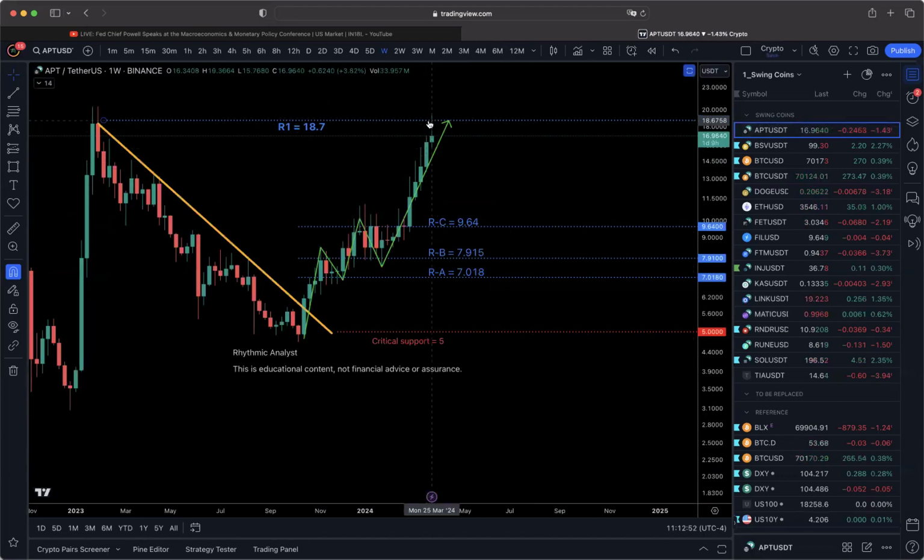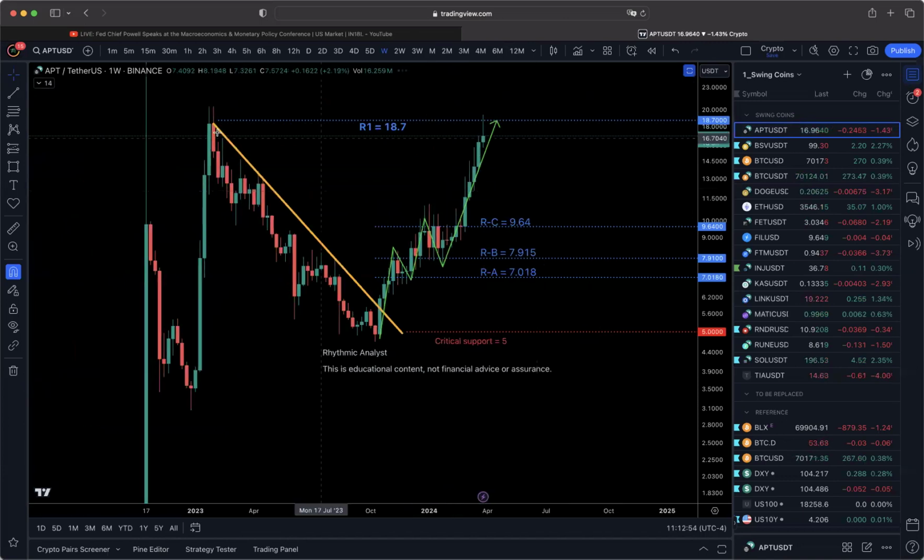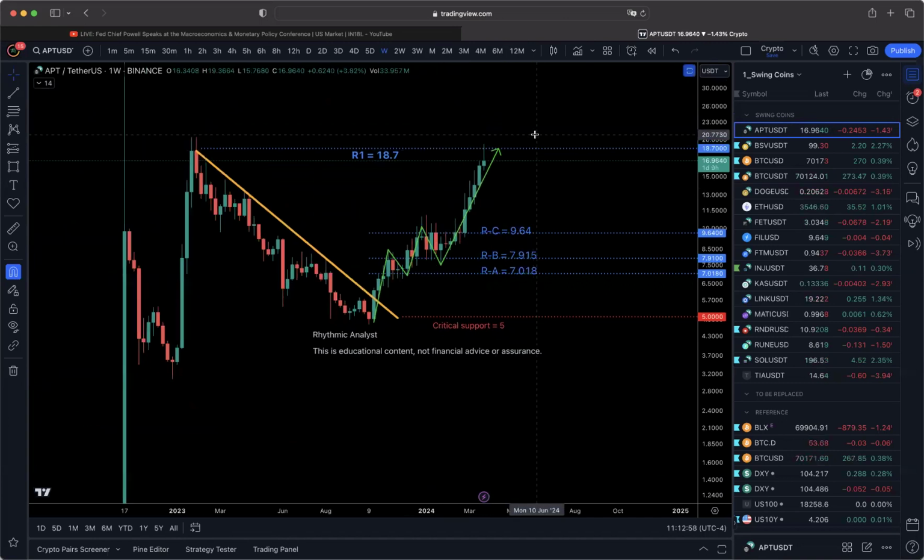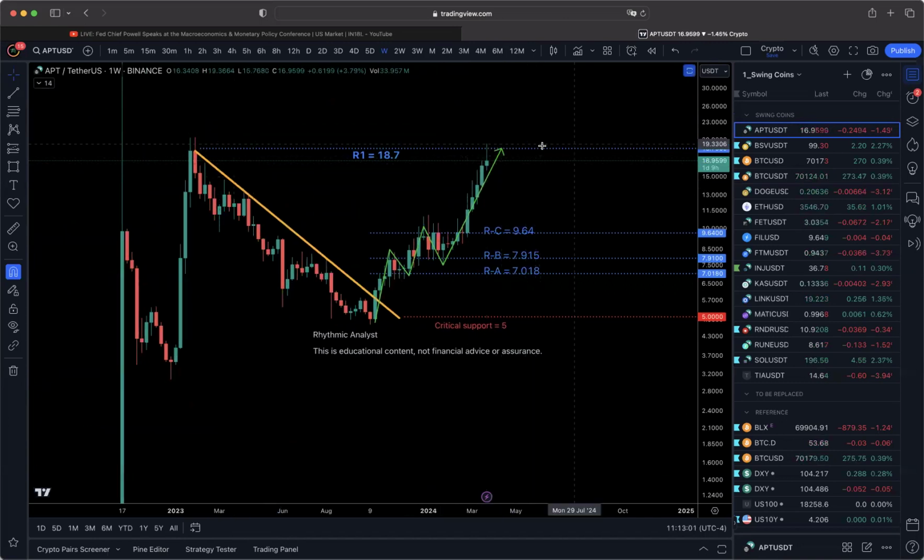Oh, APT has hit R1. So this is like preparing for a new high, right? Which is good. So this is at a breakout level, very healthy.